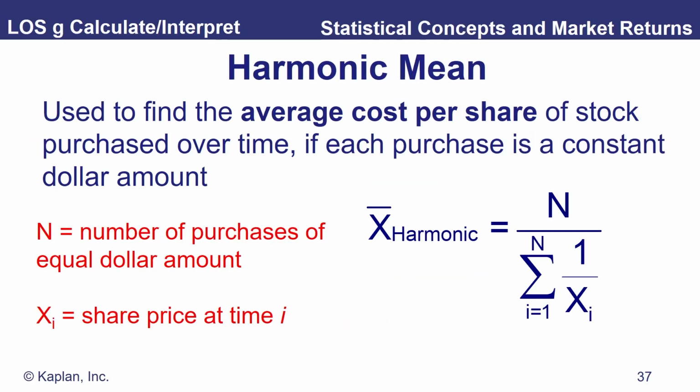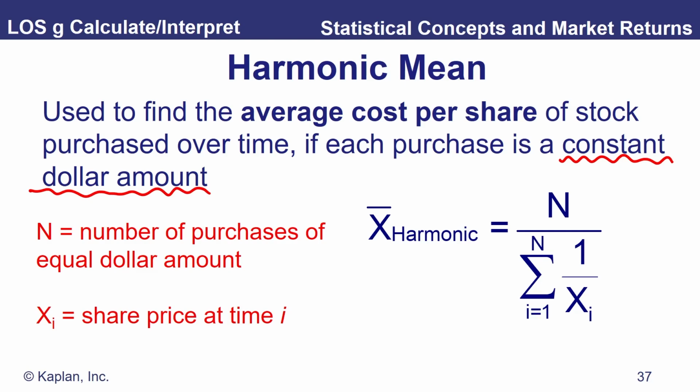Now, strange one that you've probably not seen before, and that is a harmonic mean. This is used, you can see, to find the average cost per share of stock purchased over time if each purchase is a constant dollar amount. Okay, now that's a key assumption in this. So let's imagine that we invest $2,000 each month, and we do that for 3 periods. So key point is we're investing the same monetary amount each period.